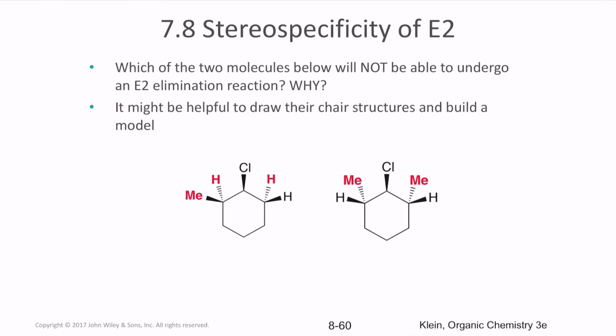So use that principle now and try to draw the projections for these two structures and see if you can find out which one will undergo E2 elimination and which one cannot undergo E2 elimination.